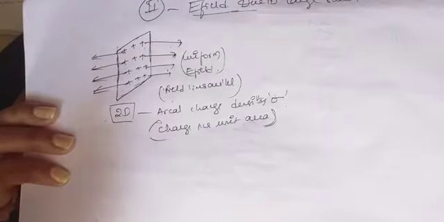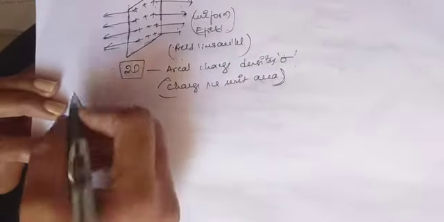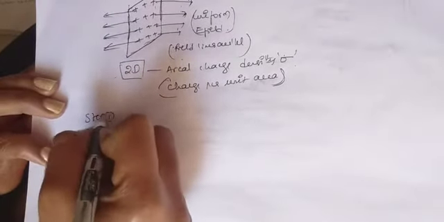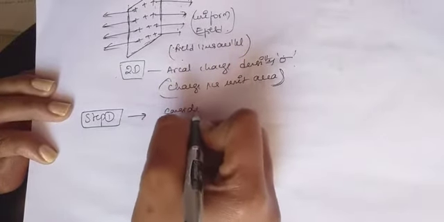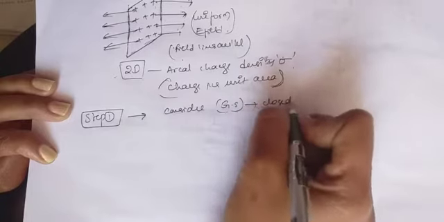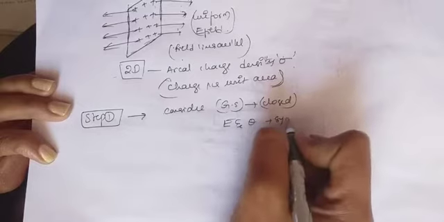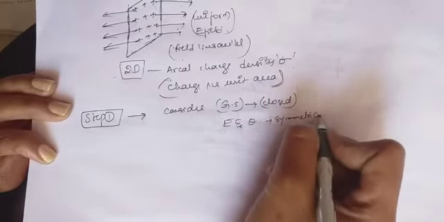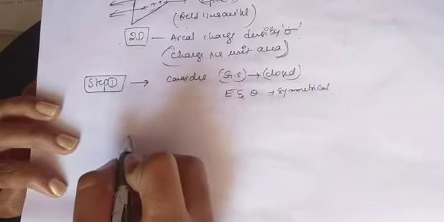Now the first step. Step 1 is what? We have to consider a Gaussian surface. It is a closed one, and also E and theta must be symmetrical. So for this, here this is the sheet.